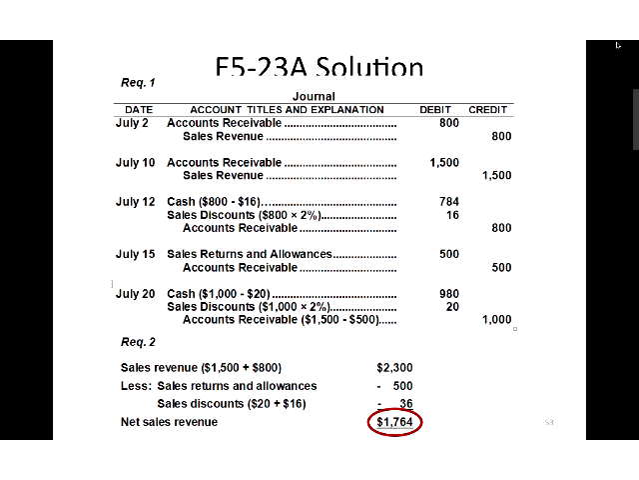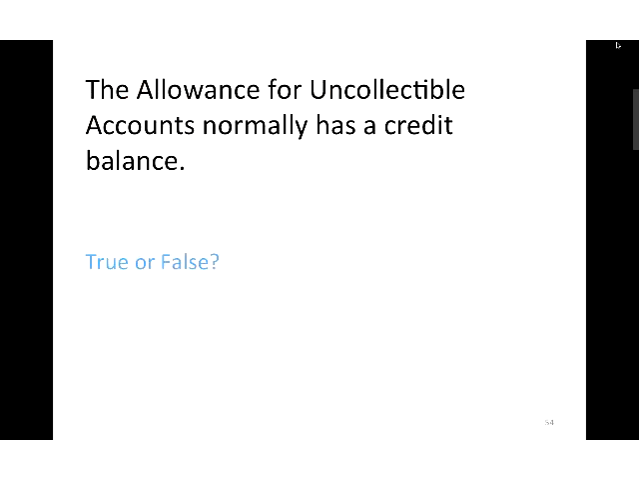So now we're going to get further into accounts receivable, and this next question relates to the videos. And this one is the allowance for uncollectible accounts. So this is the amount of bad debts we think we have for accounts receivable. Normally has a credit balance. True or false?